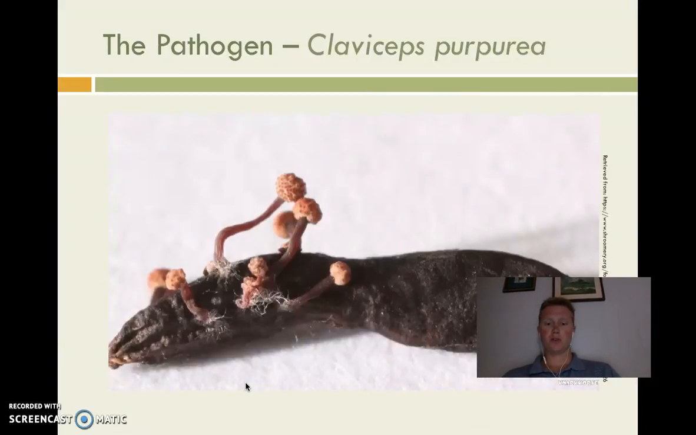This is a picture of the fungus. The black part is the ergot that is produced on the wheat grain, and the pinkish red is the fungal fruiting structure, which is shown here.